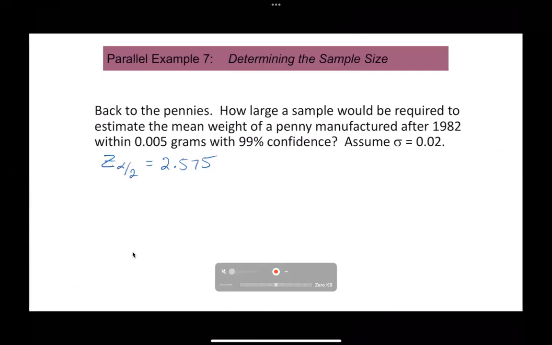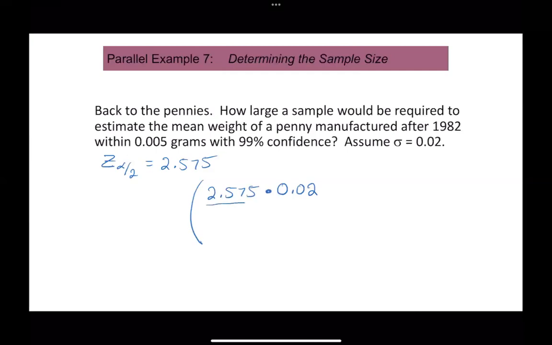So I'm going to take, in parentheses, 2.575, which is my Z score, times the given standard deviation divided by my margin of error, and then square it. Be really careful with parentheses. In your calculator, you are going to want to put parentheses right here and parentheses around the whole thing. So I'm going to do that right now.